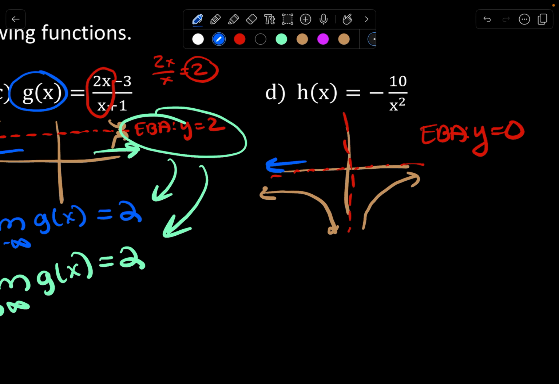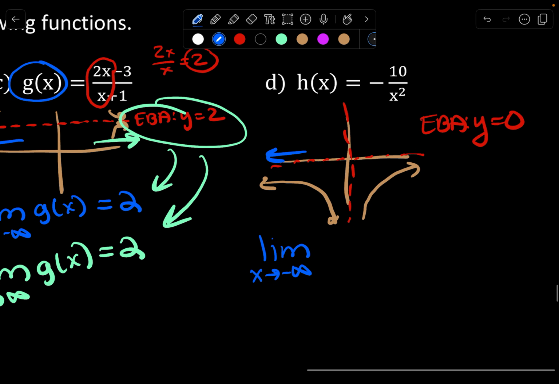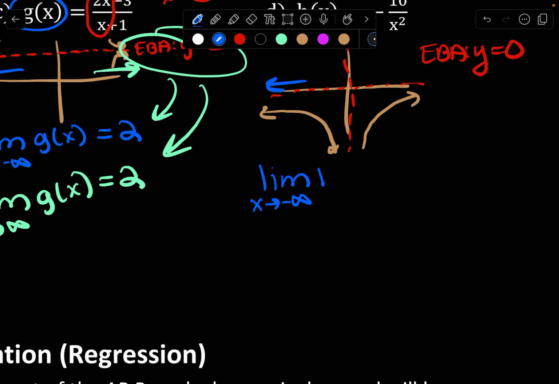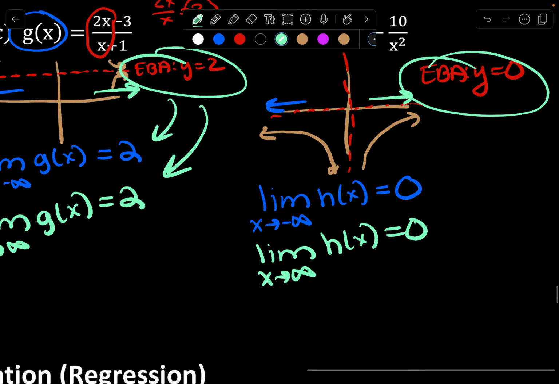So as the x values decrease without bound, we have the limit as x approaches negative infinity. The function is h of x, and this is approaching 0, okay? And then as the x values increase without bound, so going to positive infinity, for h of x, it's also approaching 0, okay? So again, that EBA will tell you where your end behavior is approaching for your limits.